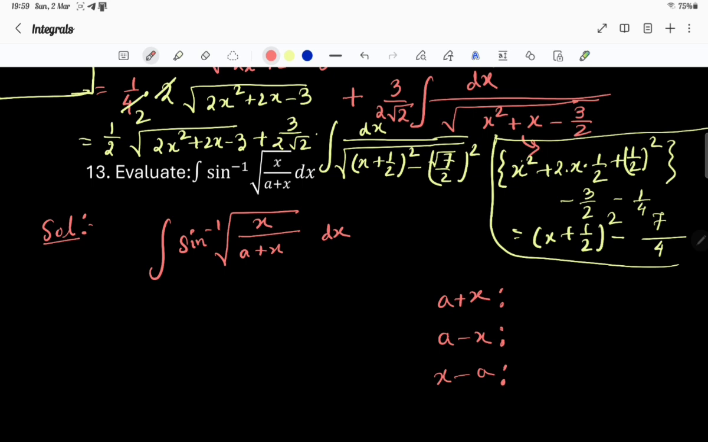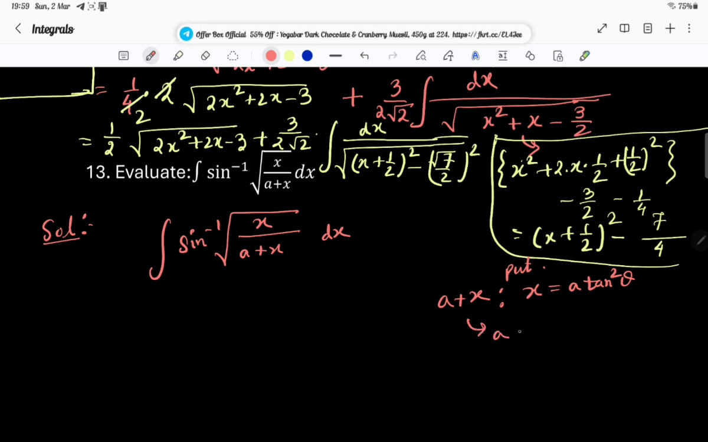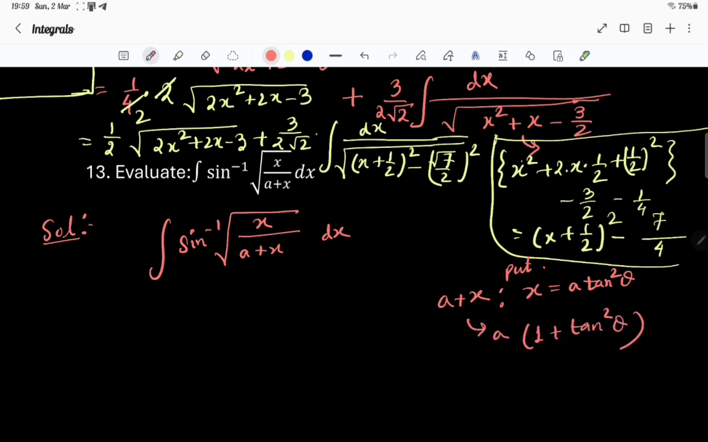How to apply the trigonometry here? You can take x equals a tan square theta. In that case, if we put a tan square theta instead of x, what will come? A you can take common, it will come 1 plus tan square theta. Now 1 plus tan square theta, what is that? Sec square theta. So a sec square theta. Directly we can simplify it.